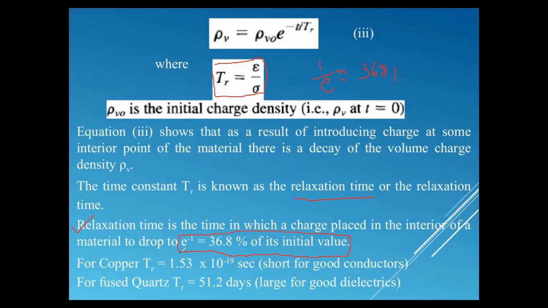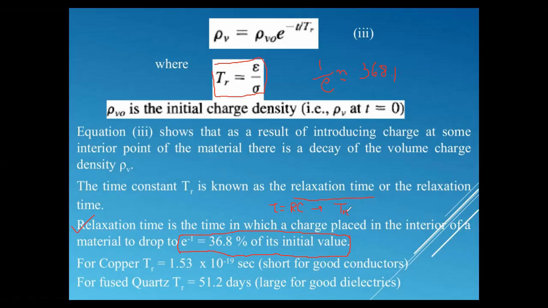Is it tau? Tau is actually generally the constant RC. It is the same as that tau, but here since there is no RC, to distinguish it, it has been given a separate name, TR. That is the relaxation time.